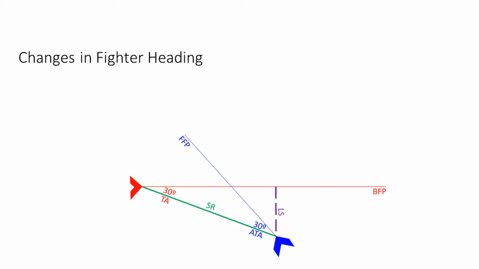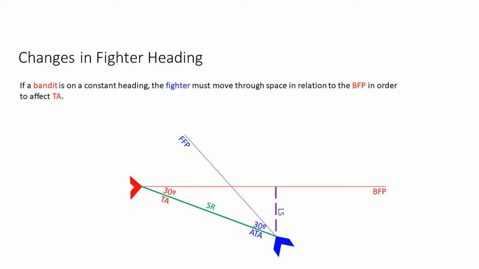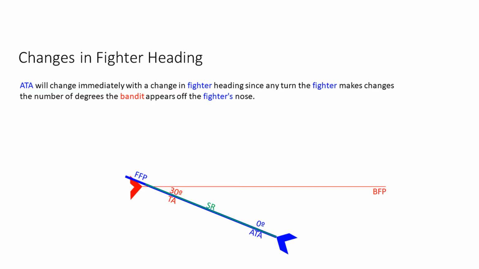Building on from an earlier lesson, we'll add lateral separation here as well. So, if a bandit is on a constant heading, the fighter has to move through space in relation to the bandit flight path in order to affect the target aspect. The antenna train angle will change immediately with a change in fighter heading, since any turn the fighter makes changes the number of degrees the bandit appears off the fighter's nose. So just like the last lesson, if we take our nose and put it on their nose, their lateral separation goes away as well.